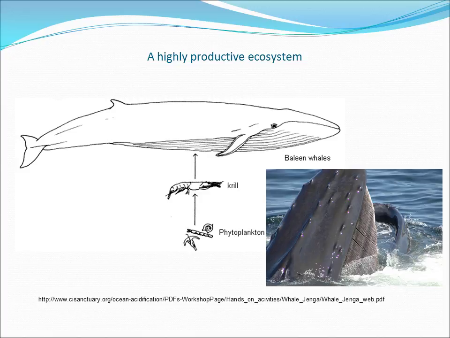And they do that by just swimming through the water with their mouth open, filling it up with water, and then shoving that water out of their mouth through this filter you can see in the picture, and that's called baleen. But this is just an example of how productive the ocean actually is.